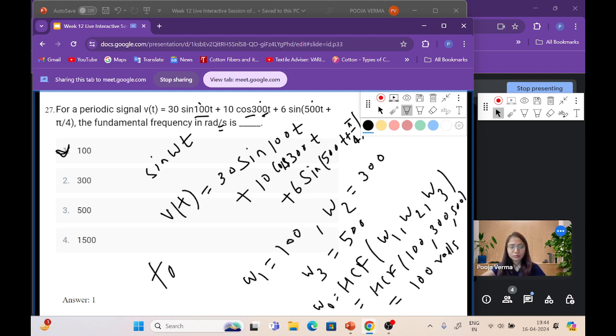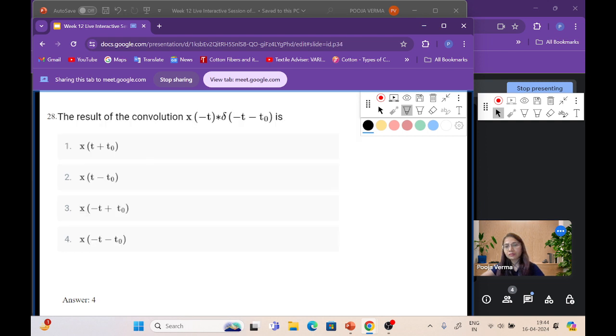Okay. So moving to the next question. The result of the convolution x of minus t convolved with delta of minus t minus t naught. What is the result of this convolution?